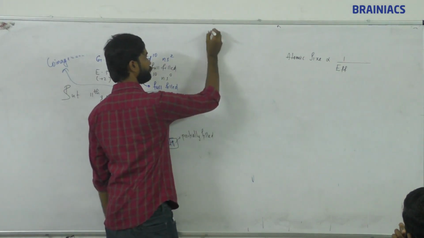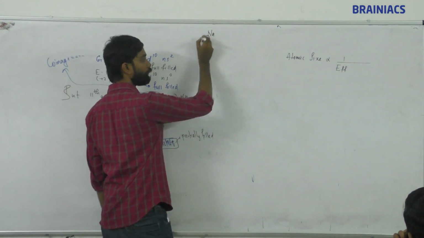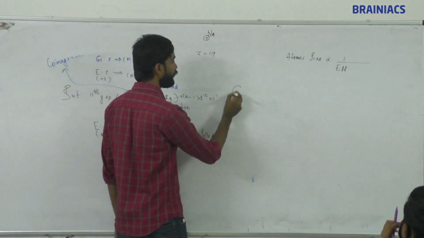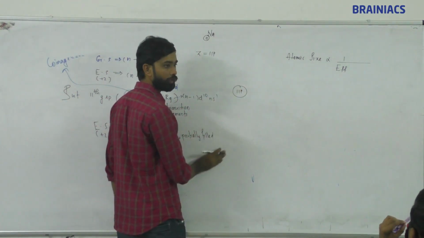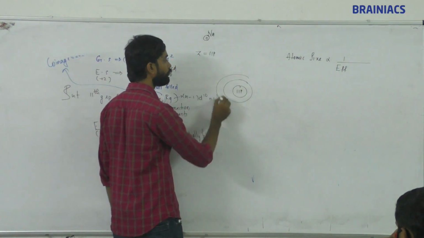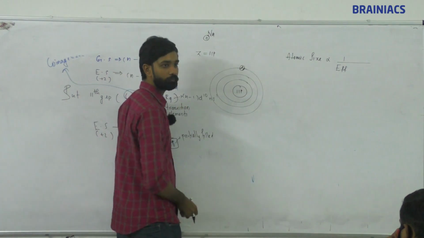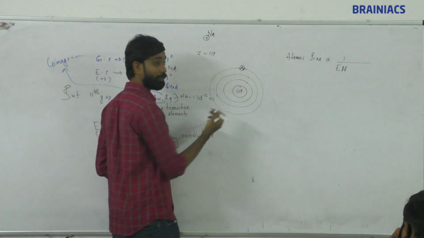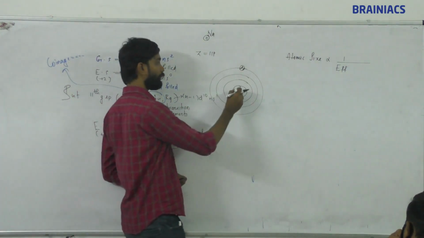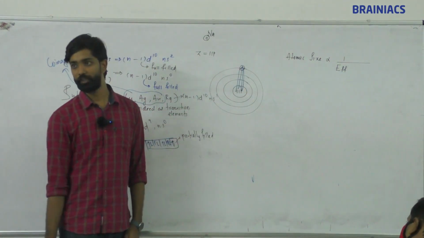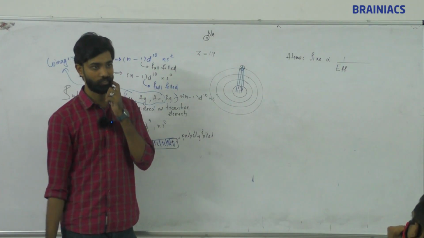I have sodium, atomic number 11. So the actual number of protons is 11. So I know the nucleus has 11 protons surrounded by shells. Simply, this is the last electron, right? My expectation is that the 11 protons are attracting this electron, and that is said to be nuclear charge.